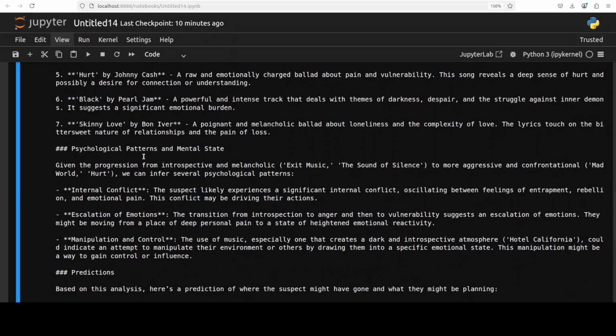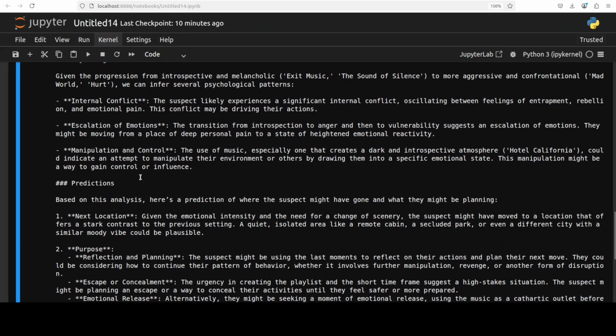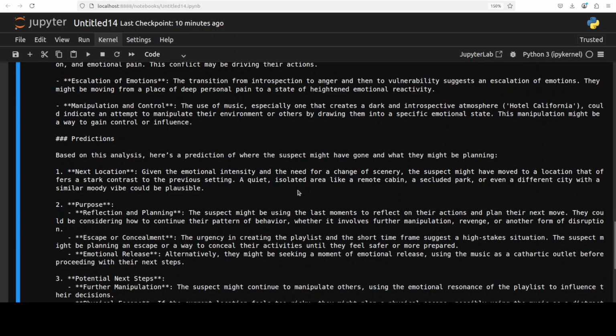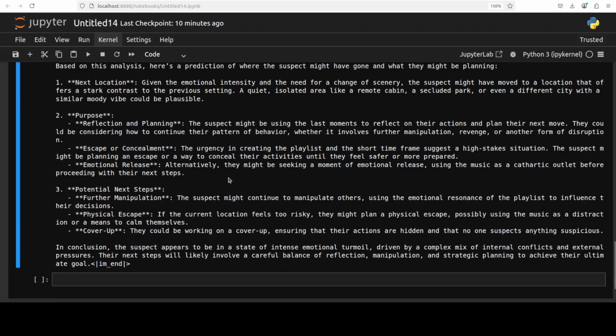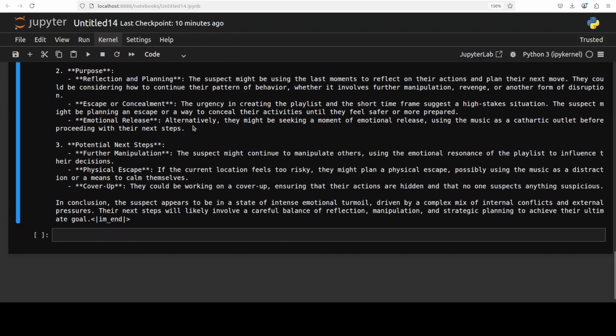music, it seems. And then it is talking about psychological patterns and mental state. So it is mapping it with the music above. Internal conflict, escalation of emotion. Oh, this is really good stuff. You can see such a small model, and look at the way it has made logical inferences from abstract evidence. And then it is also reading between the lines of these artistic choices. If you read through it, it has built a narrative from non-traditional clues. These are not traditional ones.